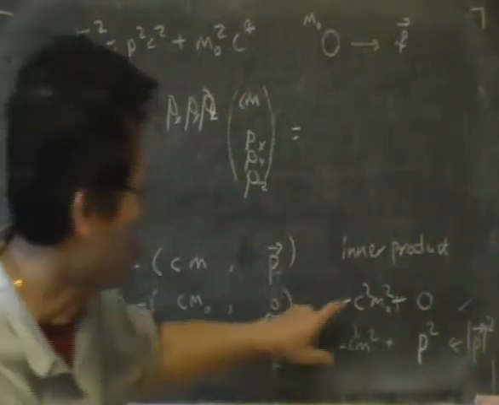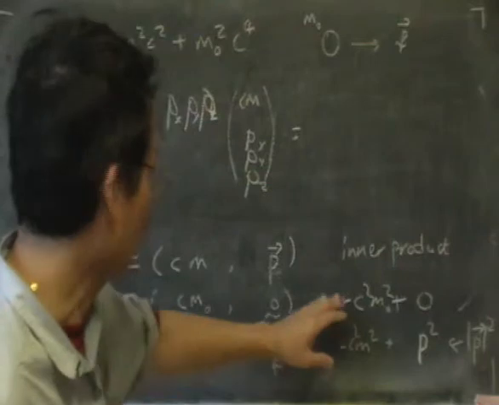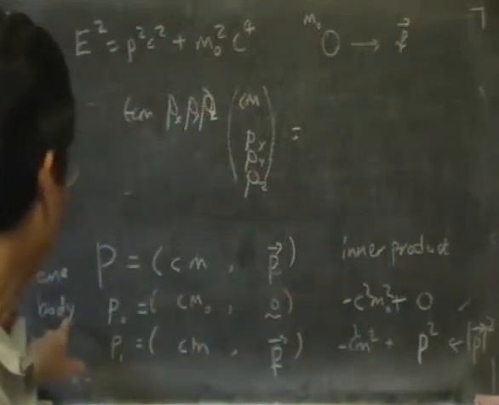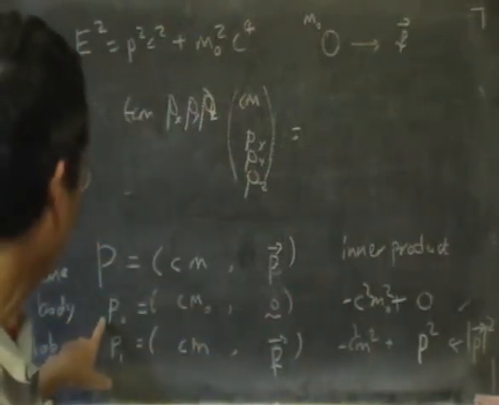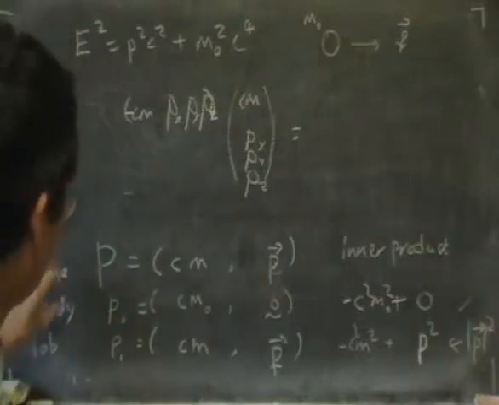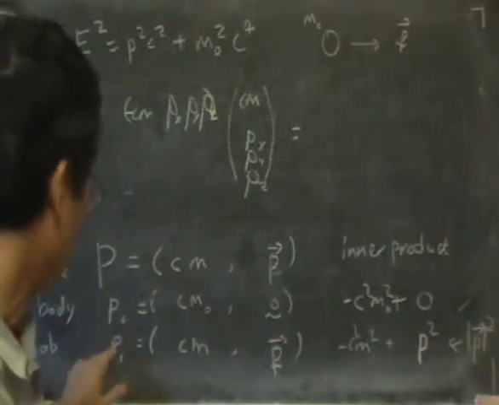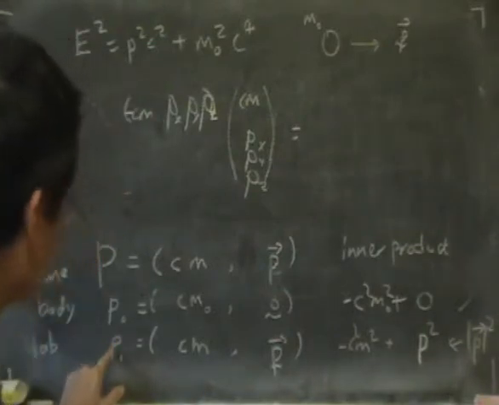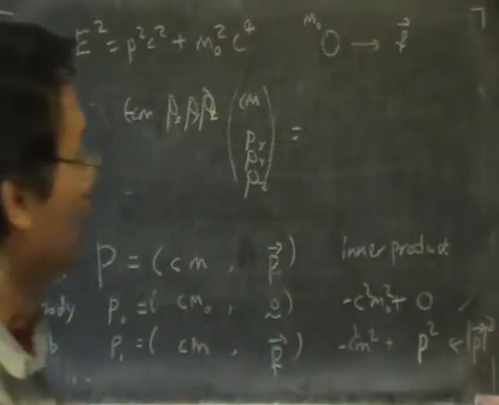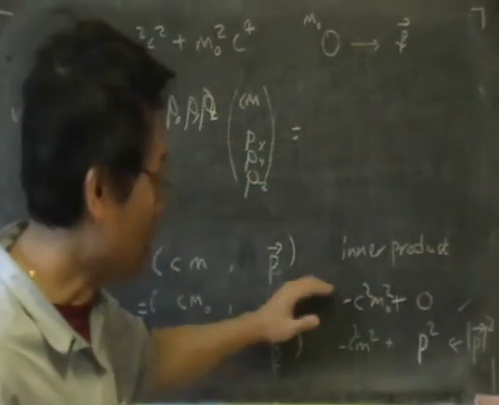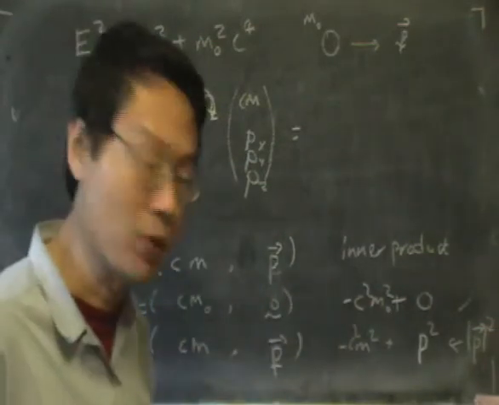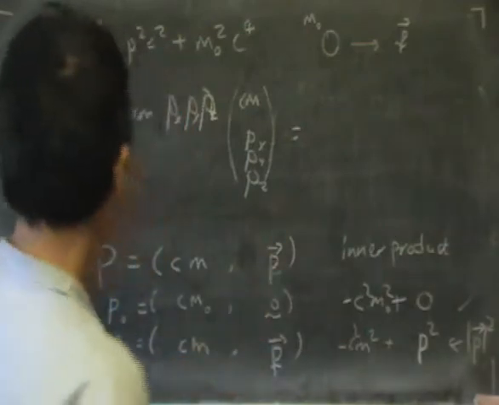So now I have 2 expressions, right? The inner product of the momentum with itself in the body's frame, and the inner product of the four-momentum with itself in the lab frame. And we know that they must be equal because the inner product is invariant. So let's equate them.